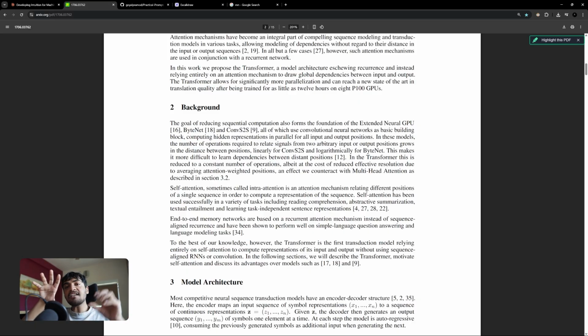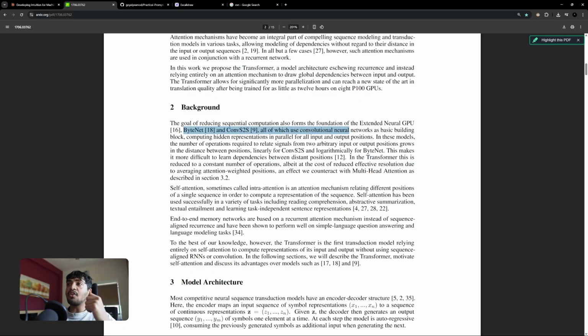Now, the background talks about what has been done so far to solve these problems. So, solutions to these problems so far. The goal of reducing sequential computation also forms the foundation of extended neural GPU. So, again, even the background starts with telling that they are trying to solve sequential computation problems. And then they mention some architectures and some ways that other people have tried to solve this problem.